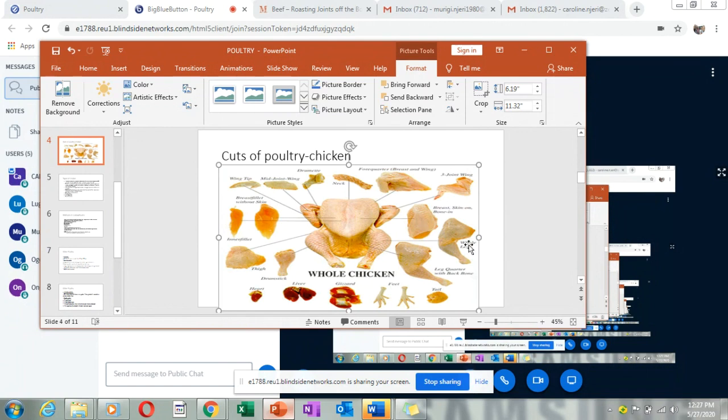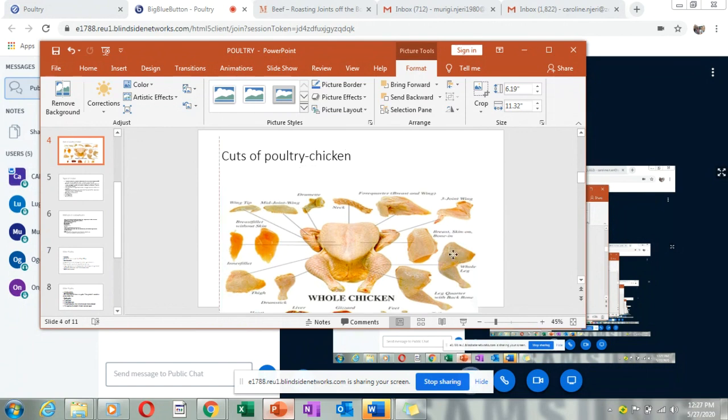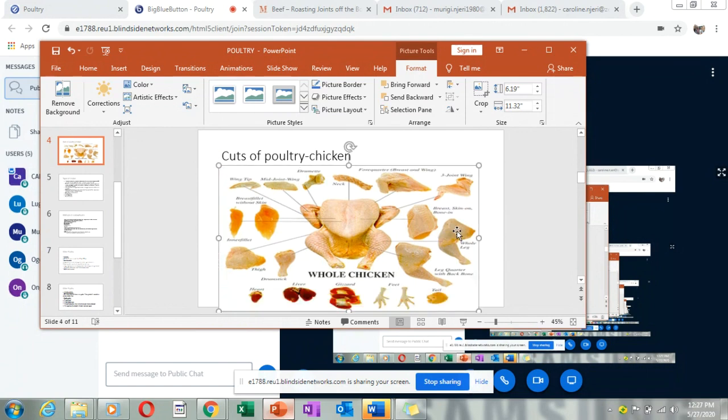Can you see the leg, the whole leg with the thigh and the drumstick? This is the thigh. This is the drumstick. Then we have the drumstick, the leg, and some part of the backbone. With some part of the backbone, so it looks a bit different from the whole leg. Then we have the tail.